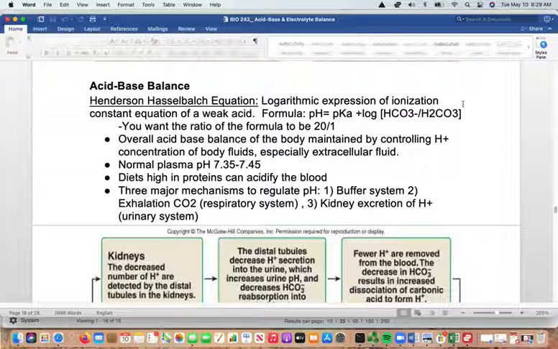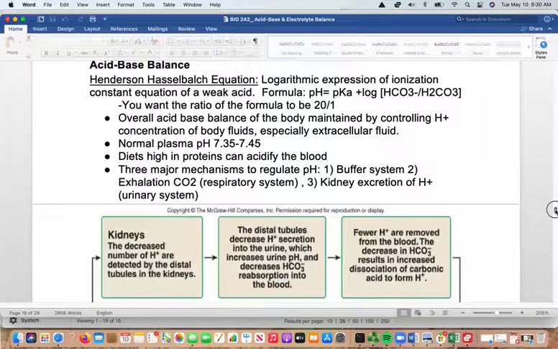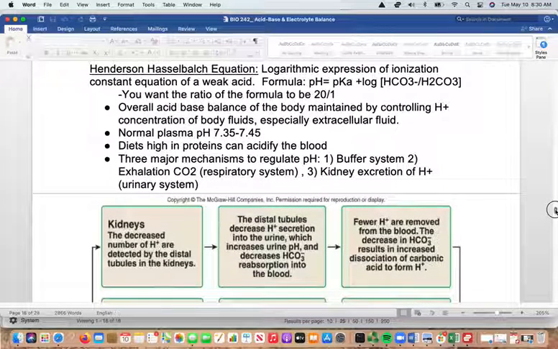If you're not familiar with this equation from taking chemistry, it's not going to really be a big deal in being able to understand these concepts. The overall acid-base balance in the body is maintained by controlling the amount of hydrogen ion concentration in the body fluids, especially the extracellular fluid. So normal plasma is going to have a narrow range between 7.35 and 7.45. This can be influenced by diets. Diets high in proteins can actually acidify the blood a little bit more.